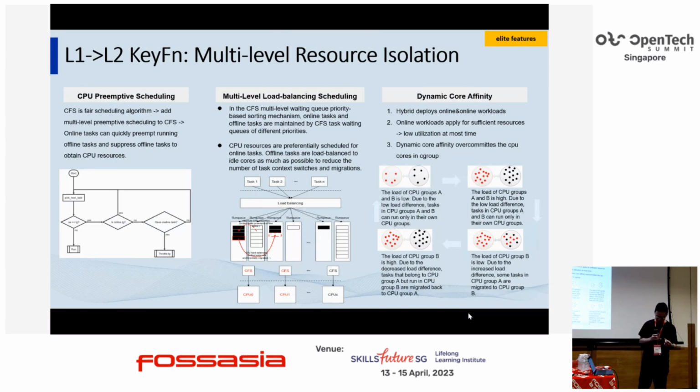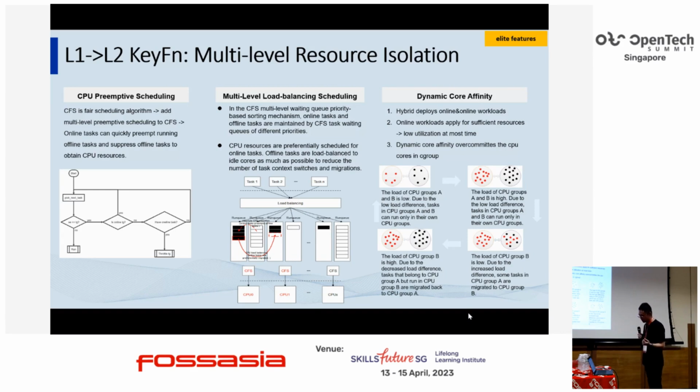The first one, as I mentioned before, we have online and offline workloads, and normally the online service needs more CPU resources. And in our Linux kernel, we are using this CFS scheduling algorithm, and CFS is a fair scheduling. We cannot have a balance on online service and offline service, so we add this multi-level preemptive scheduling to CFS. So once the online service wants the CPU resources, we can suppress the offline tasks to obtain the CPU resources for online service. This is the first feature.